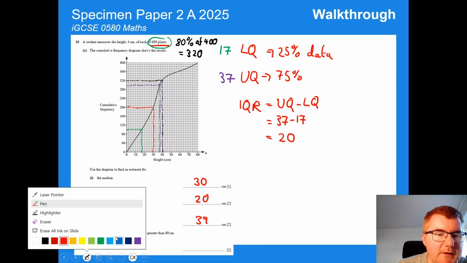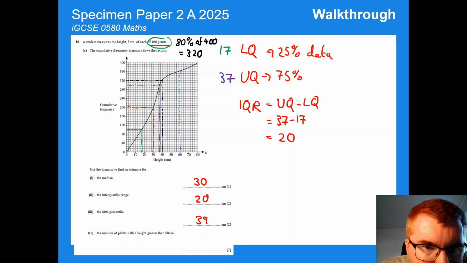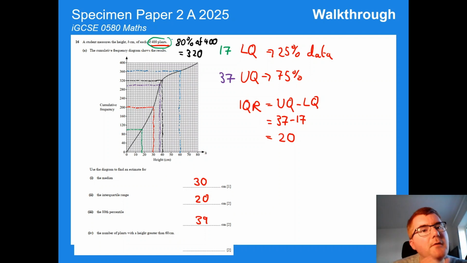And now the number of plants with height greater than 60 centimeters. So this works the other way around. Let's do this in blue. So we find 60 centimeters. We go upwards. This could be trickier for my eyes here. There we are. Okay, and then we come across. I think it's a little bit more than 360. What's our scale here? So 70, 80, 90. Okay, 365 maybe? I'm going to put.